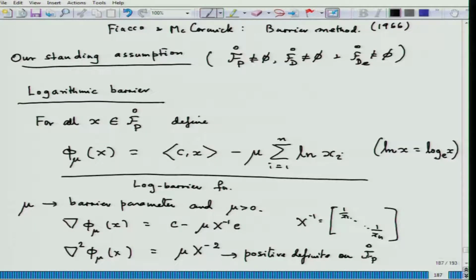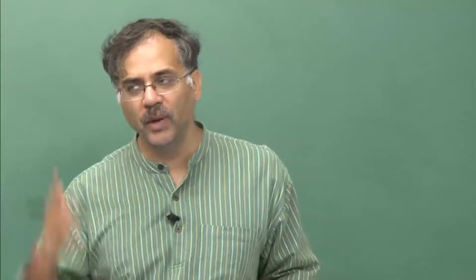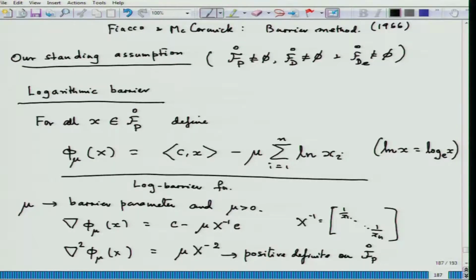This shows that, going back to your old notes from our very beginning studies, because the Hessian is positive definite, this function is strictly convex. So, phi is strictly convex on f naught p. Our conclusion here is that the log barrier function phi mu is strictly convex on f naught p.